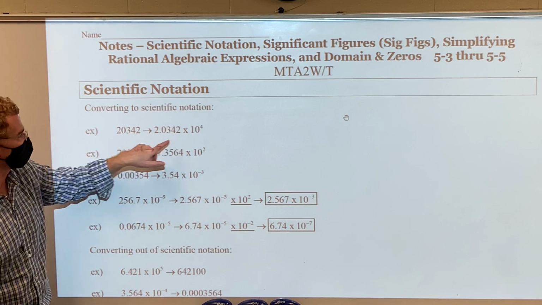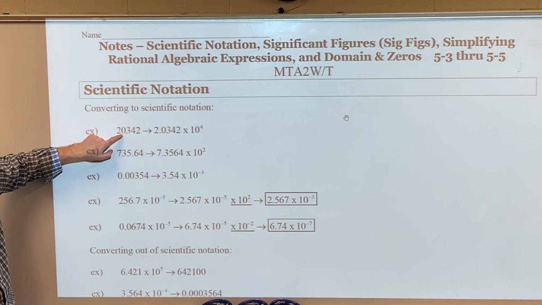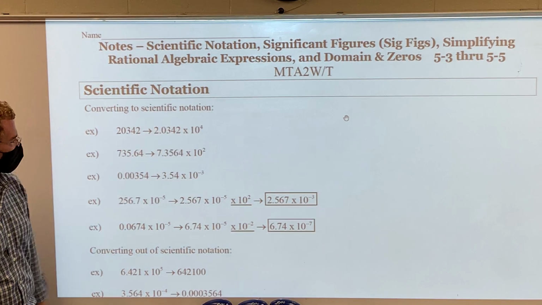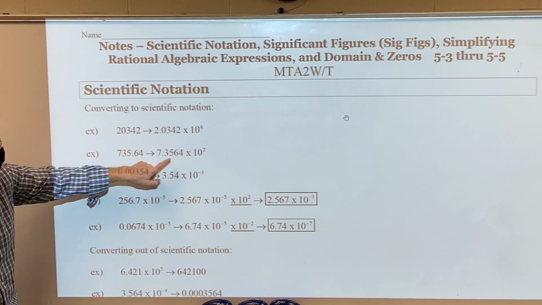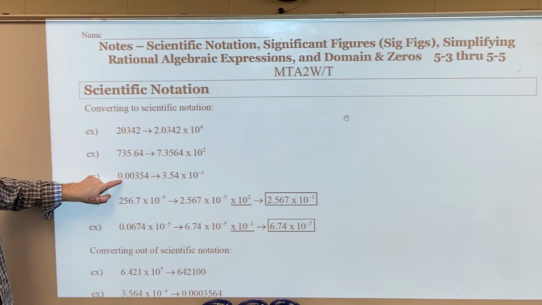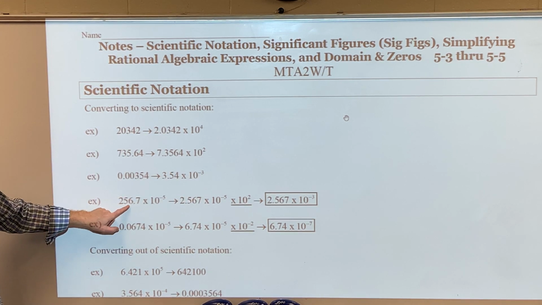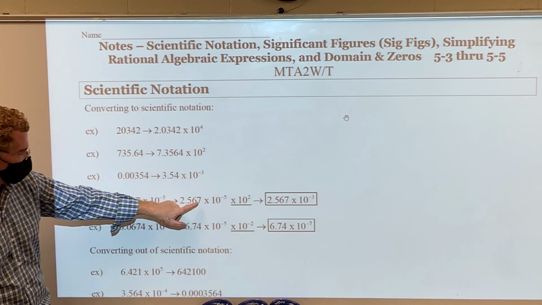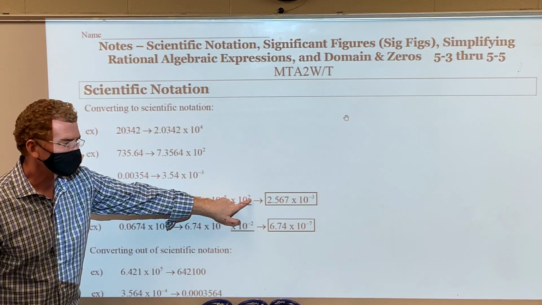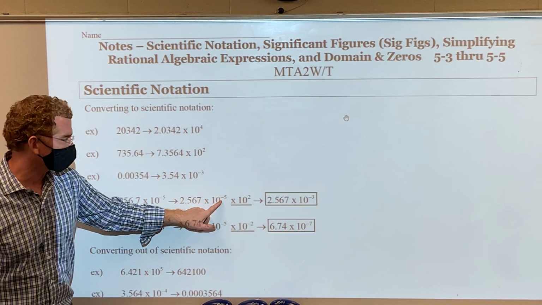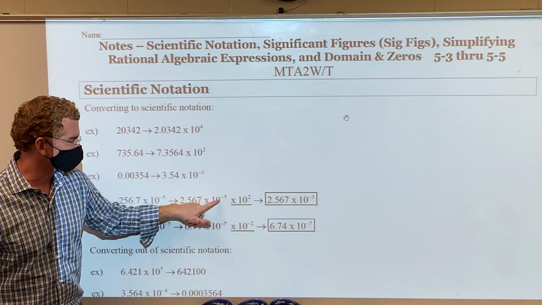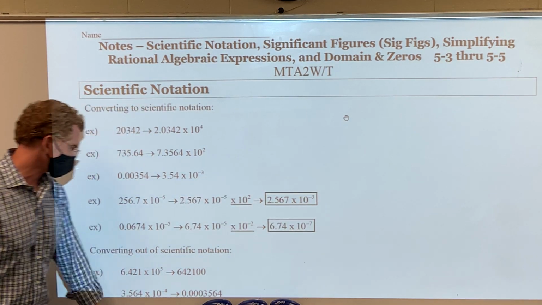So make sure you can memorize the rules like, yes, move it 4 to the left, go times 10 to the positive 4. Move it 2 to the left, times 10 to the positive 2. Move it 3 to the right, times 10 to the negative 3. Move it 2 to the left, that's a times 10 to the 2, but you already had a 10 to the negative 5, and then, like bases, keep the base and add the exponents.